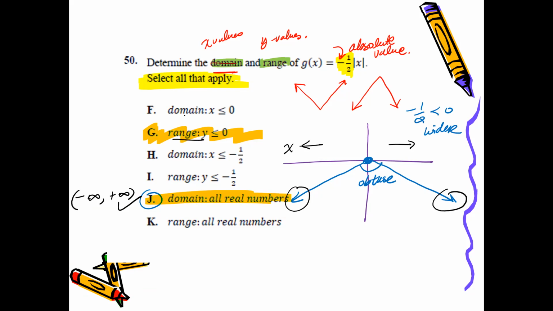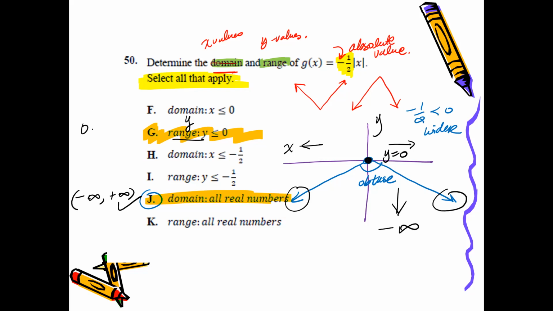Now, range is the Y values. Okay, so how far up does it go here? It starts at this point, so Y is equal to 0. How far down does it go? It never stops because the arrow means it's going to continually move downward, so it's negative infinity.